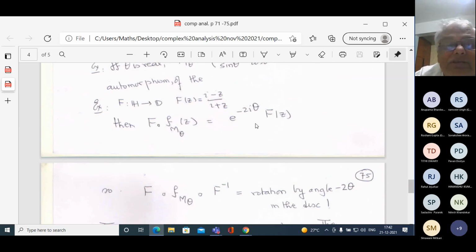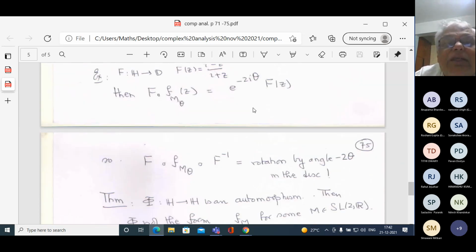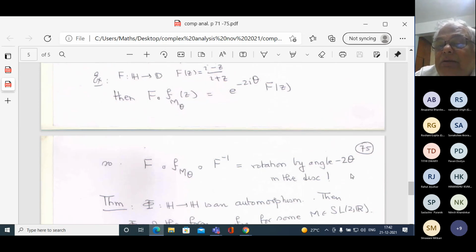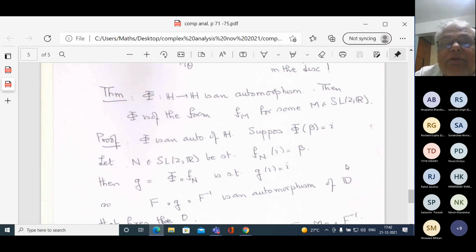So this is another exercise which you can do quite easily. And therefore, f composed with f_m(θ) composed with f inverse is rotation by the angle minus 2θ in the disk. What is the final theorem? If you have an automorphism, then φ is of the form f_m for some m in SL2R.